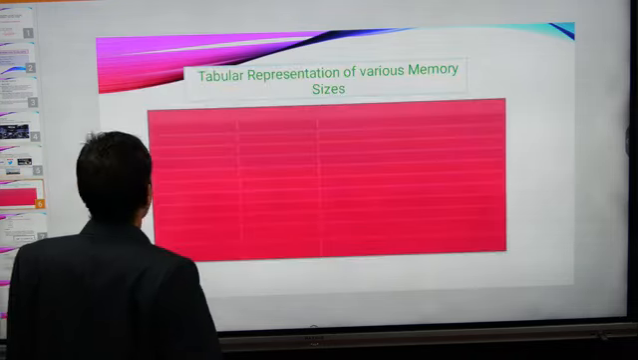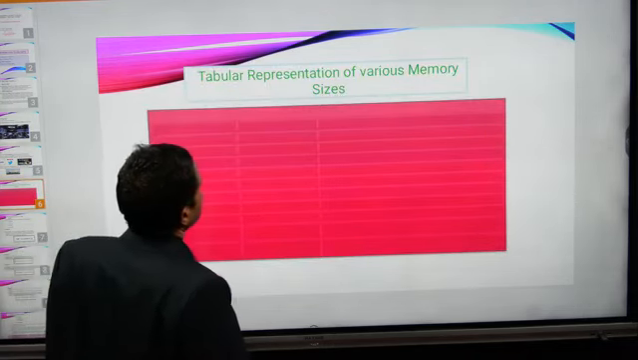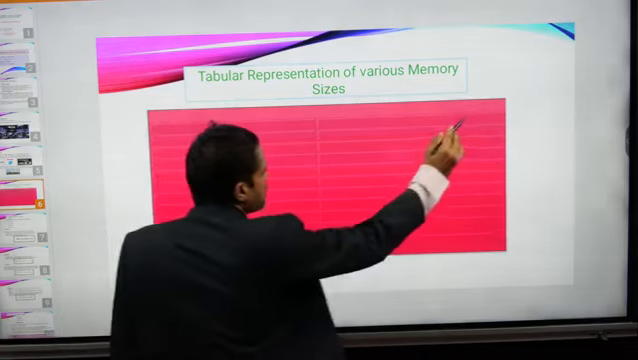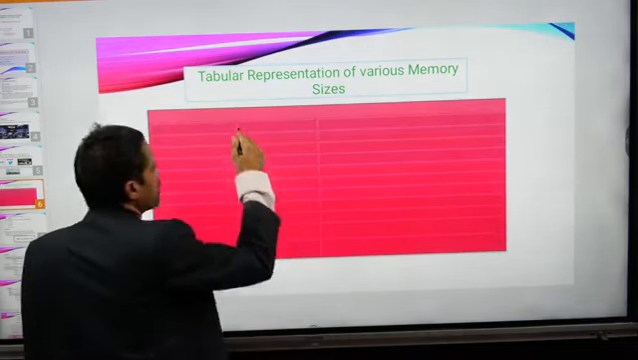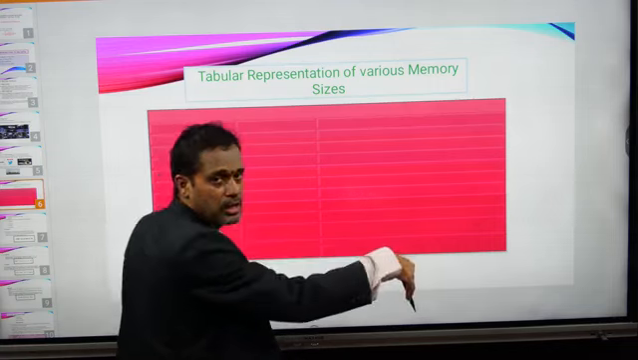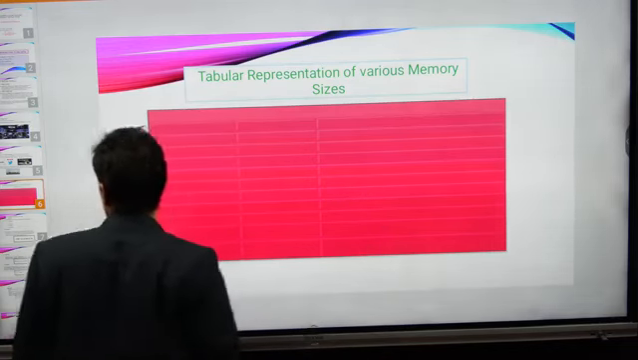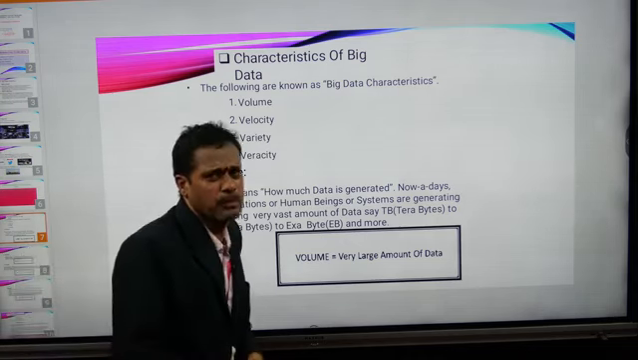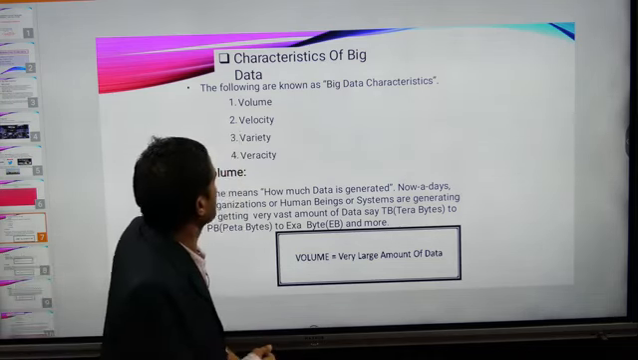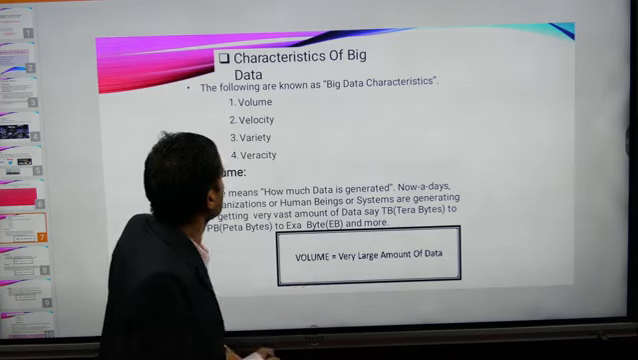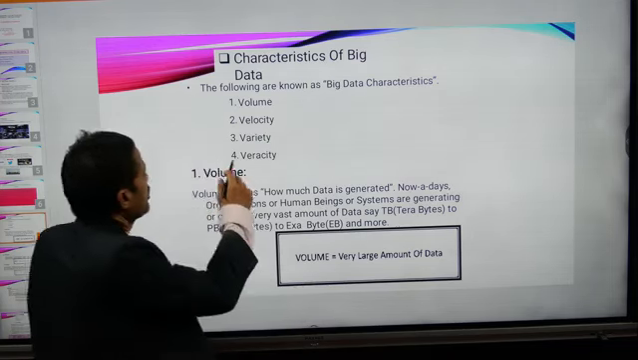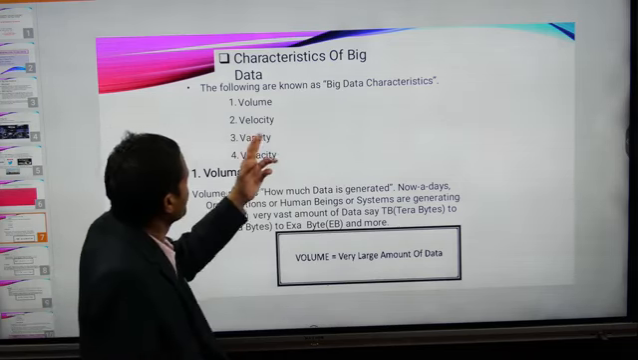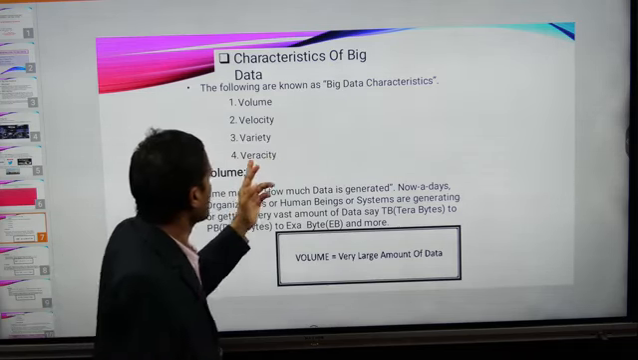So here there are various types of memory sizes. This is one kind of memory size, which we can convert into tabular format. Okay, which has been converted into the tabular format. Now the major understanding is about the characteristics of big data. What are the characteristics of big data? Here the major points we can learn about are volume, velocity, variety and veracity.